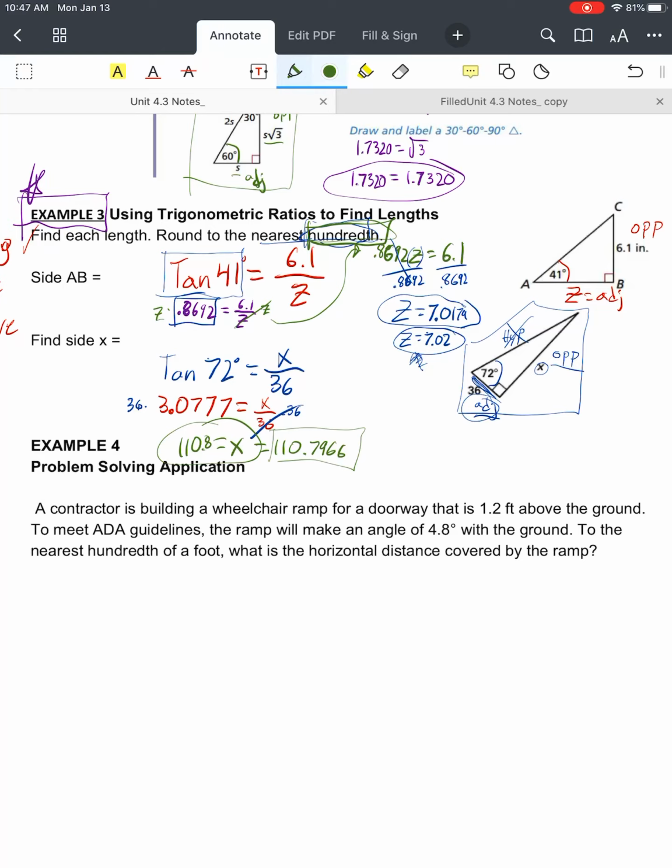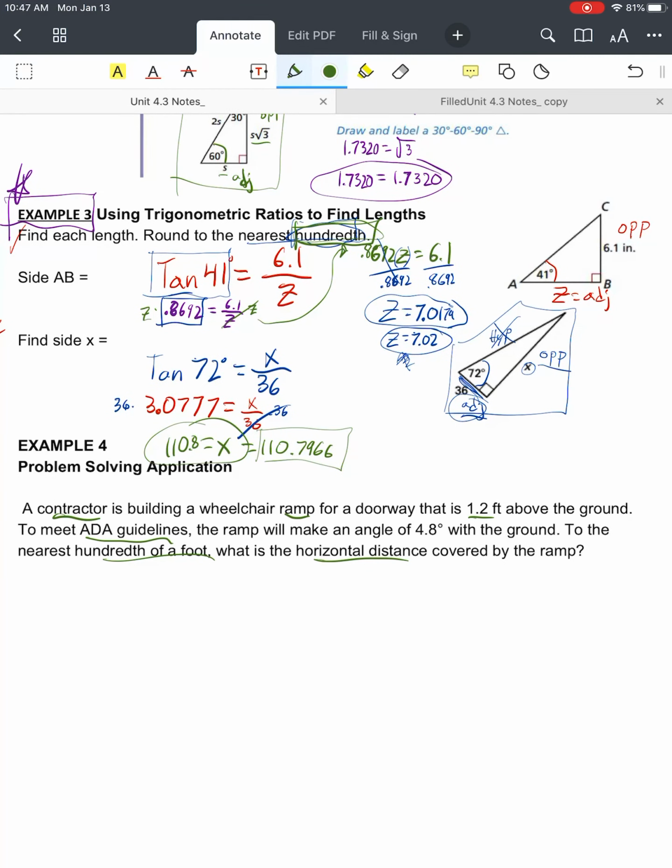So the last one, we're going to do an application. A contractor is building a wheelchair ramp for a doorway that is 1.2 feet above the ground to meet ADA guidelines. Contractors typically refer to these as codes. These codes are just legal guidelines so that everybody remains safe. The ramp needs to be at an angle of 4.8 degrees with the ground. We're going to the nearest hundredth of a foot, so 2 decimal places, to find the horizontal distance.